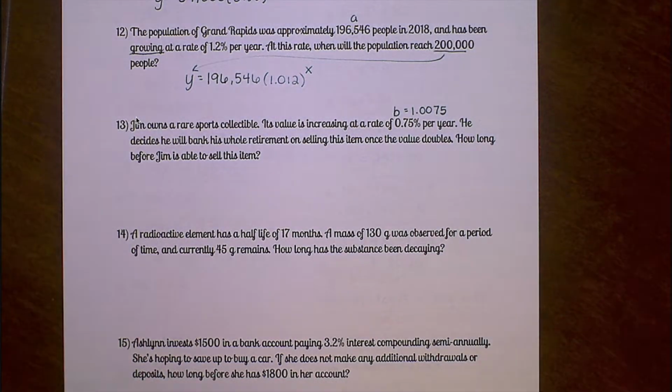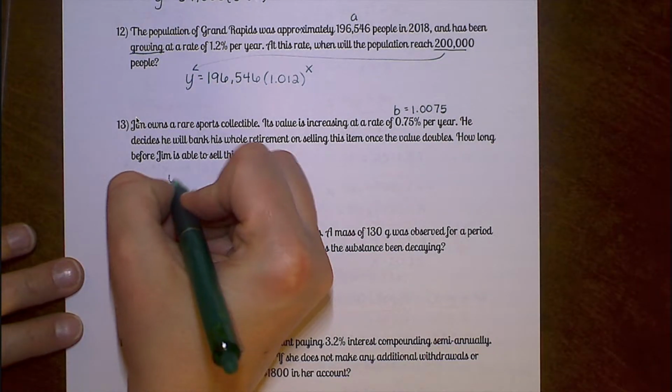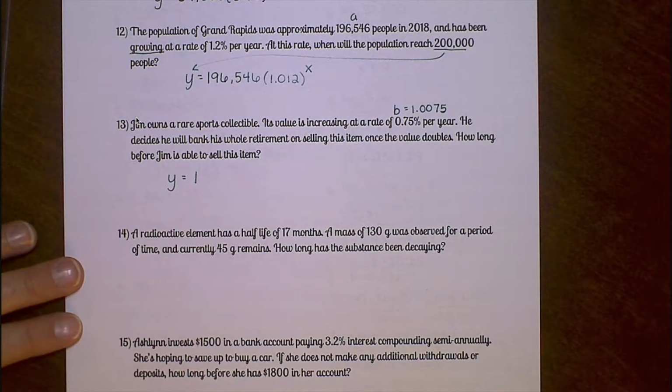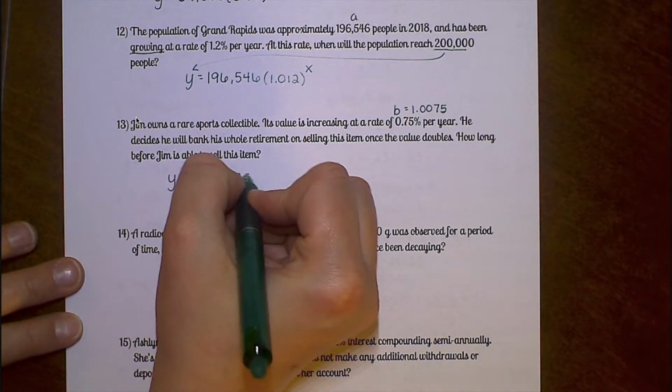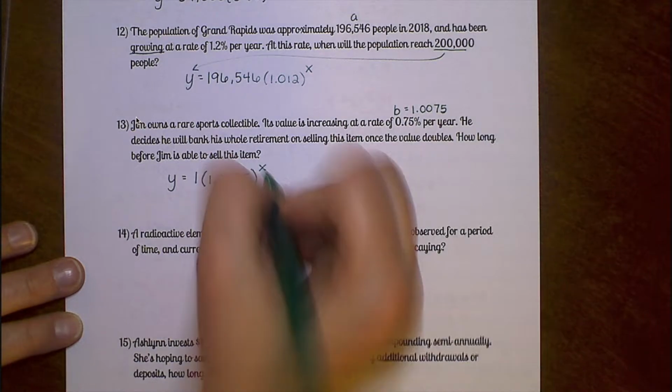And then it says he decides he will bank his whole retirement on selling this item once the value doubles. So you will notice that this question does not give you an A value, right? It does not give you the initial value of the item. Okay, the good news is here, you're going to be able to kind of make that up. And it doesn't matter what you make up, and I'll show you that in just a minute. But I think the easiest thing to do would be to decide that this item is going to be worth $1. Okay, so when I write my equation, I'm going to say the initial value is just a 1. Here's my B value of 1.0075. And then we're going to the power of x.